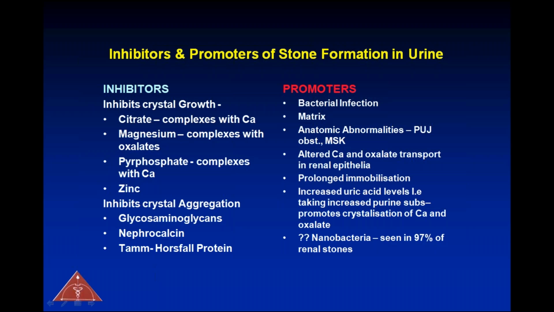The first is supersaturation: constant intermittent dehydration leads to supersaturation of urine, then stone formation. Then prolonged immobilization: calcium is mobilized from the skeletal system, which increases the serum calcium level and thereby excretion, so stone formation. Then uric acid levels and purines, and congenital abnormalities. So these are the promoters, and those are the inhibitors.